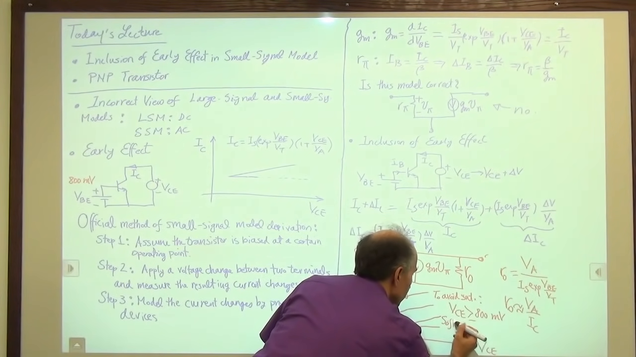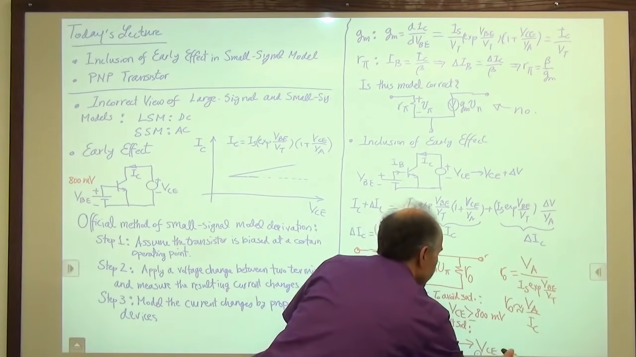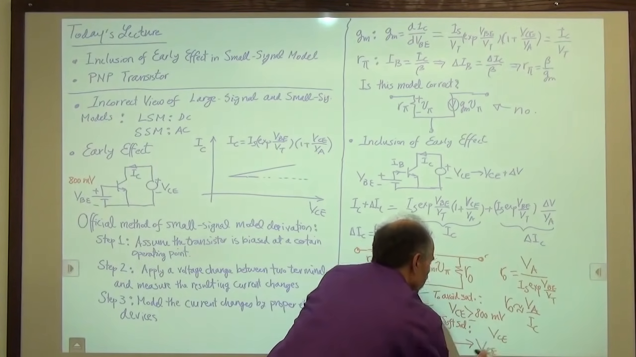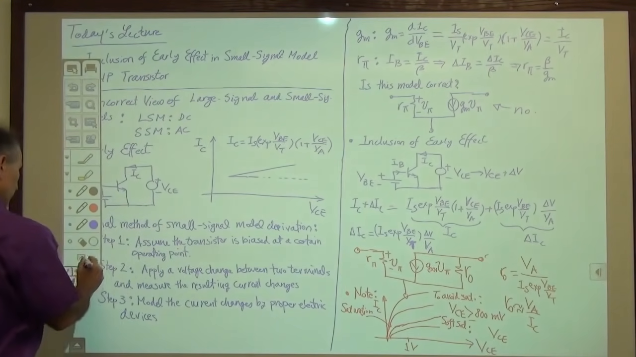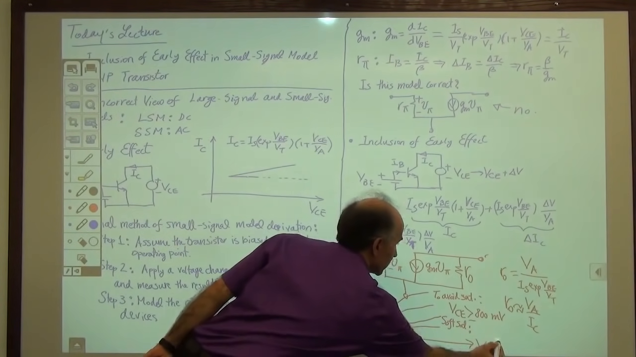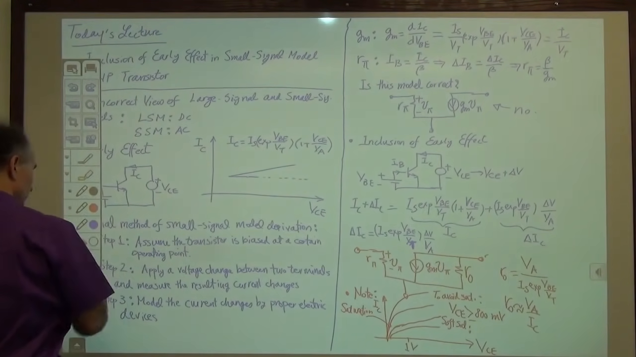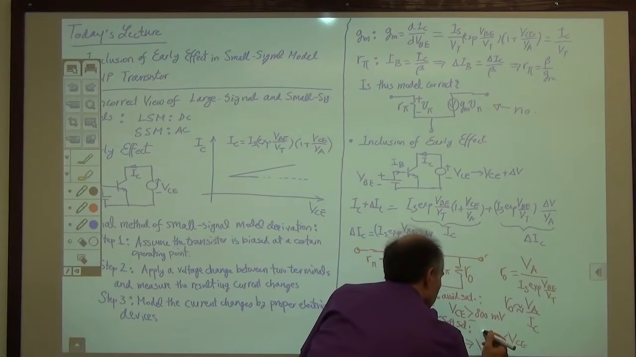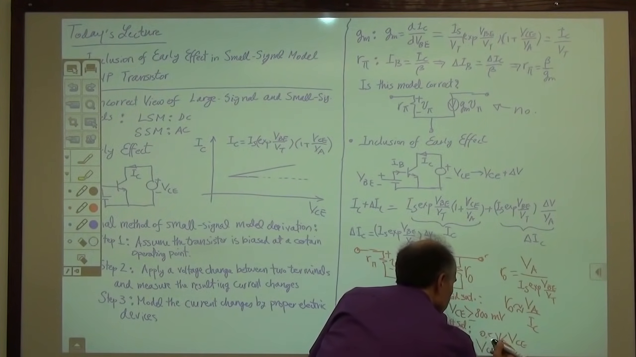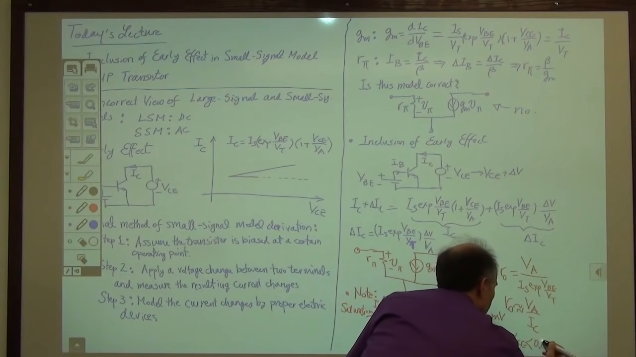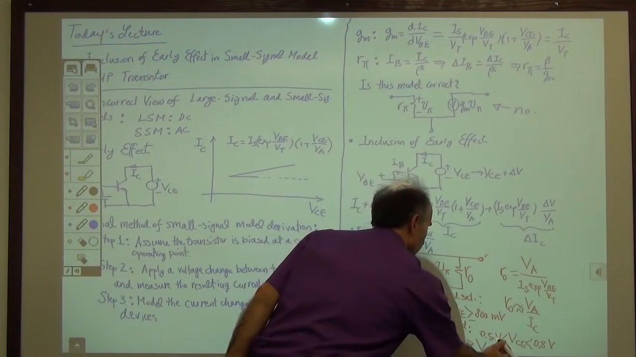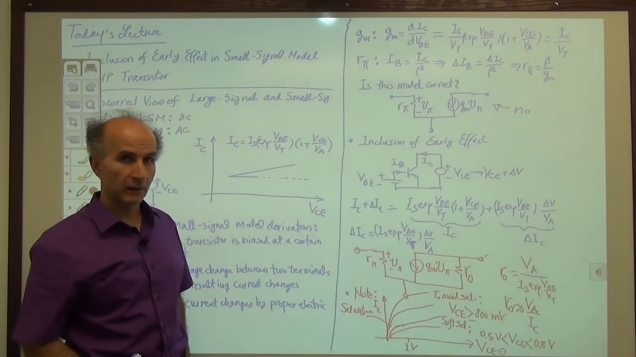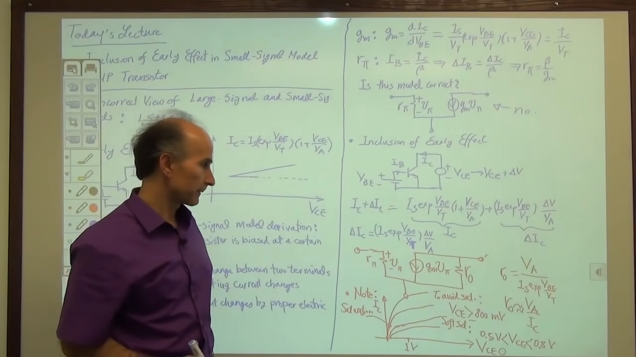Soft saturation is defined as VCE greater than, let me erase this, make some more room here. So VCE is greater than 0.5 volts and less than 0.8 volts. Okay, so that's still acceptable, even though we have a bit of forward bias across the base collector junction. So that's good to remember.